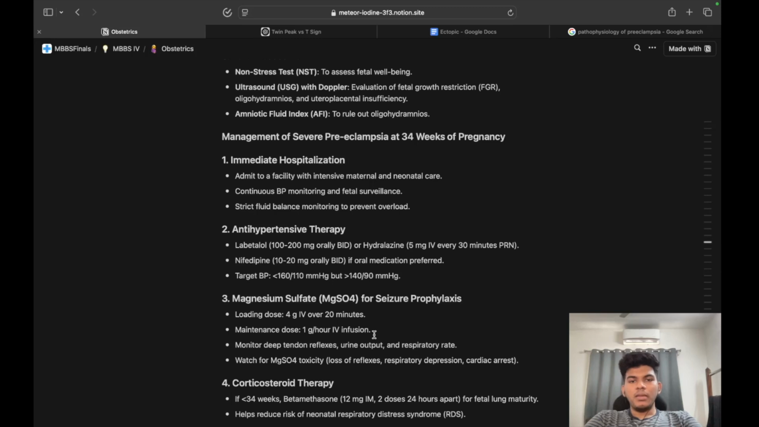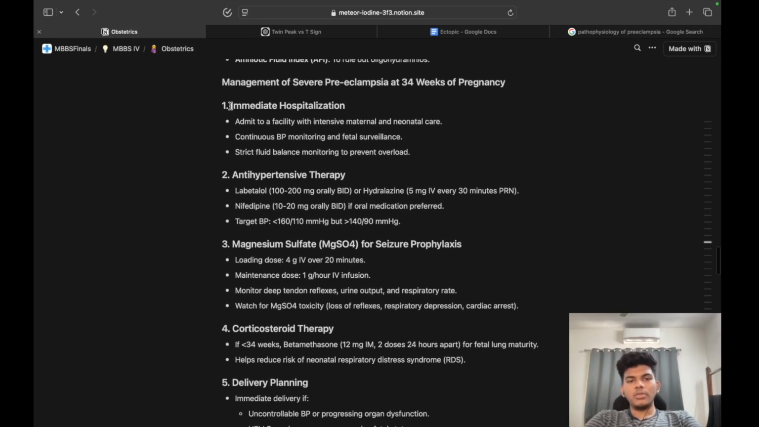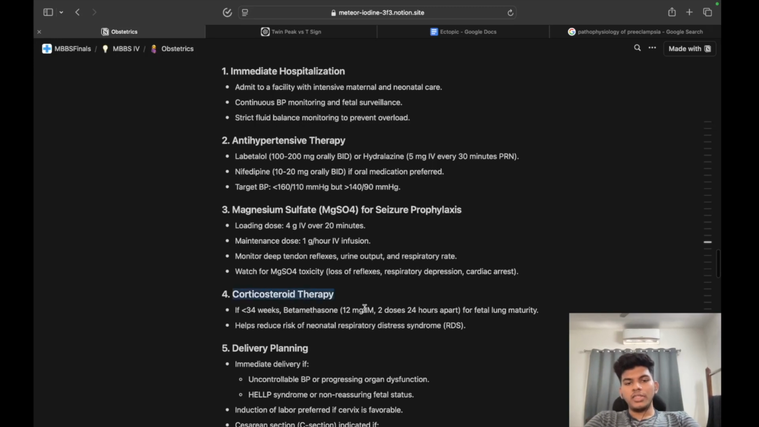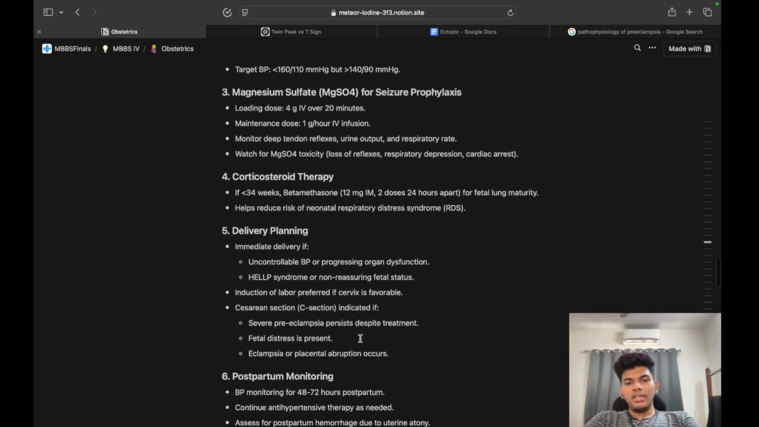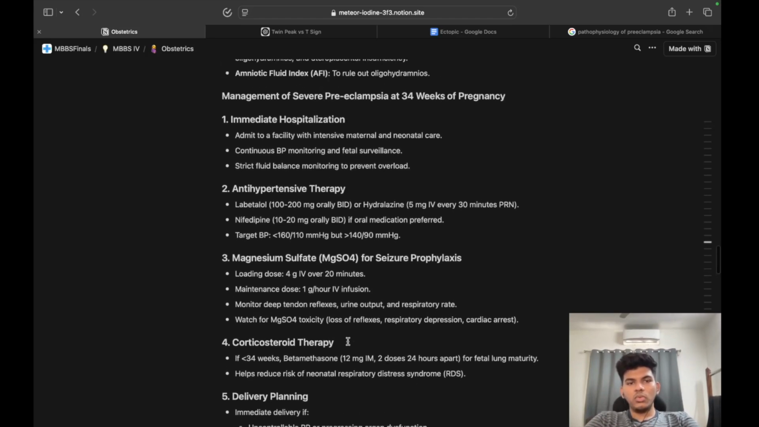Management of severe preeclampsia at 34 weeks of pregnancy. So first one, immediate hospitalization, next one antihypertensive therapy, next magnesium sulfate for seizure prophylaxis, corticosteroid therapy, delivery planning, and finally postpartum monitoring. So let's go look at each of them one by one.